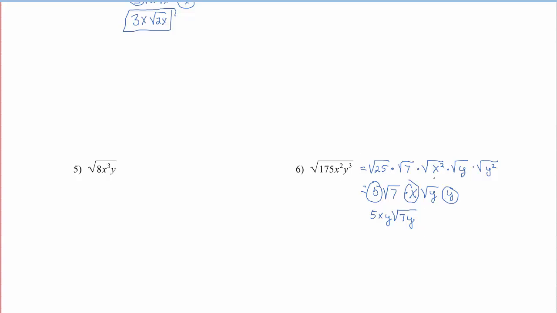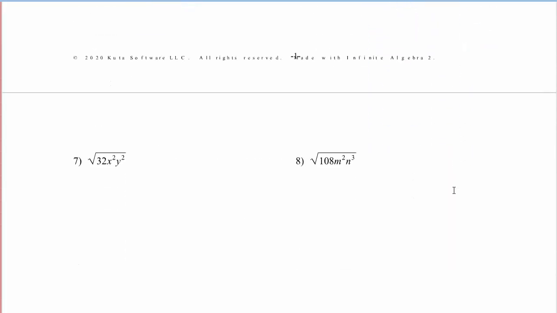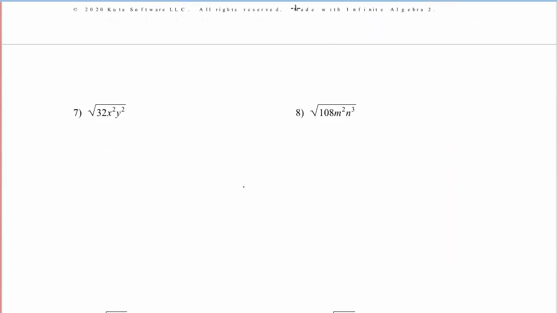So, yes, it looks like we're breaking things apart a lot, but what we're really doing is organizing individual pieces that we can simplify. Here, here, here, here, and here. And if you keep your work organized, it'll be nice and neat. Okay? Let's move on. How about this one right here?